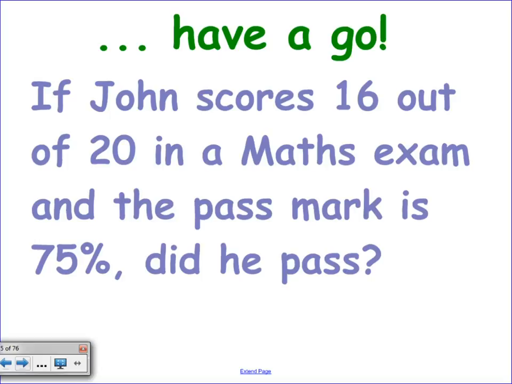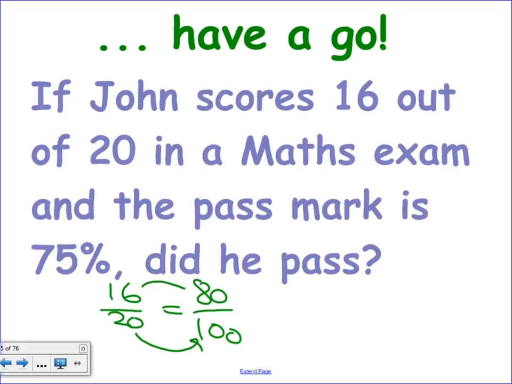So, John scores 16 out of 20 in a maths exam, and the pass mark is 75%. Did he pass? Let's do this. Let's do the maths. So, where shall I start? What's a good place to start? 16 over 20. Okay. And then, where shall I go from there? What's a nice thing to do? Something over 100. Good. So what have I done to get from there to there? So what do I have to do to the top? And I get, did he pass?